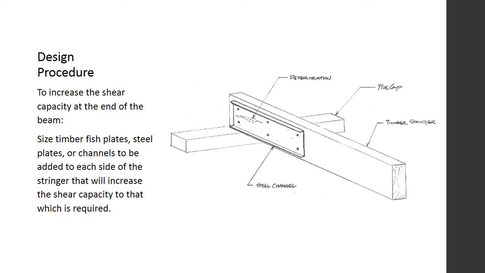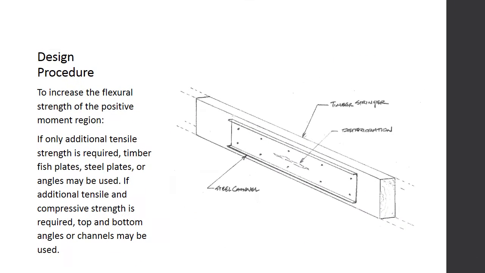To increase the shear capacity at the end of the beam, size timber fish plates, steel plates, or channels to be added to each side of the stringer that will increase the shear capacity to that which is required. Similarly, to increase the flexural strength of the positive moment region, if only additional tensile strength is required, timber fish plates, steel plates, or angles may be used. If additional tensile and compressive strength is required, top and bottom angles or channels added to each side may be used like that shown here.